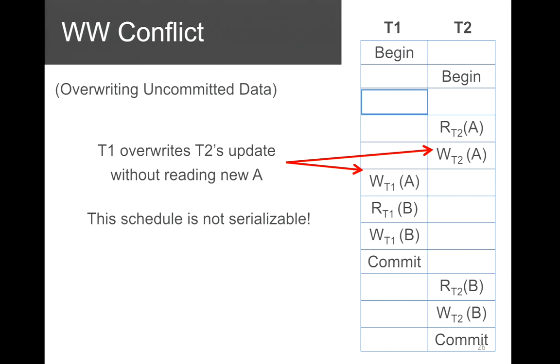So you're saying it's serializable. What is it equivalent to? Is it equivalent to T1 followed by T2, or T2 followed by T1? Are you sure? What about this one, read B? If you have T2 followed by T1, it will not be the same. So it's still not serializable.